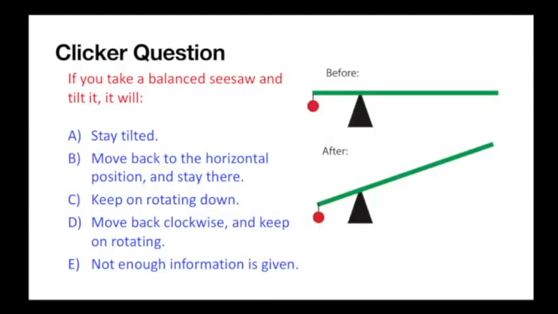All right, so first, we have a balanced seesaw. In the before picture, this is in equilibrium. The torques are balanced. It's not rotating. And so what we do is we take it with our hands and rotate it, so we don't give it any momentum. We just rotate it and then let go. What's going to happen once we let go in this bottom case here?